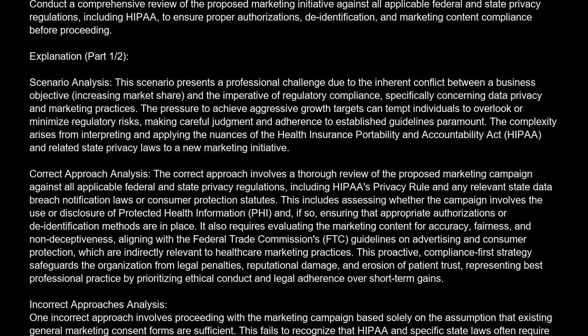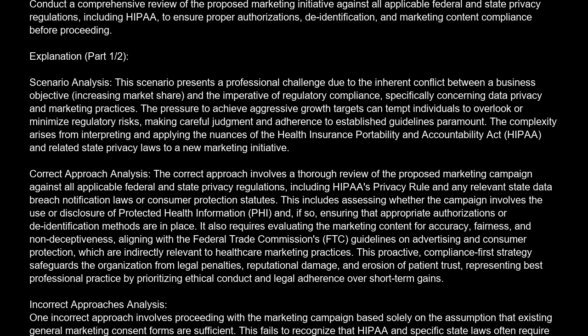The complexity arises from interpreting and applying the nuances of the Health Insurance Portability and Accountability Act, HIPAA, and related state privacy laws to a new marketing initiative. Correct approach analysis. The correct approach involves a thorough review of the proposed marketing campaign against all applicable federal and state privacy regulations, including the HIPAA Privacy Rule and any relevant state data breach notification laws or consumer protection statutes. This includes assessing whether the campaign involves the use or disclosure of protected health information, PHI, and if so, ensuring that appropriate authorizations or de-identification methods are in place.